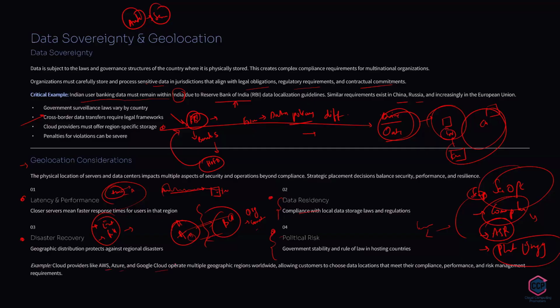AWS, Azure and Google Cloud operate multiple geo regions worldwide. That's the reason these companies are ahead: they provide many facilities so that, based on the country, you can choose your data center location, which will meet your compliance, performance and risk management needs.